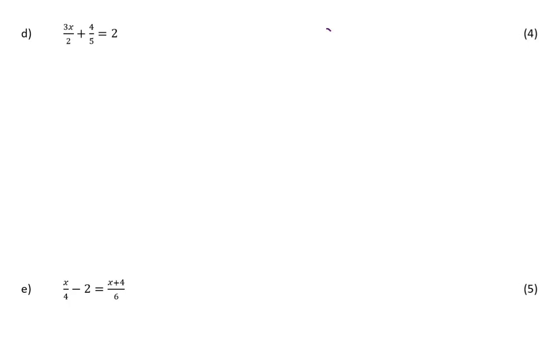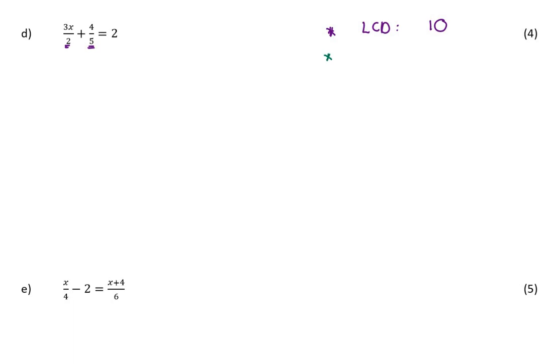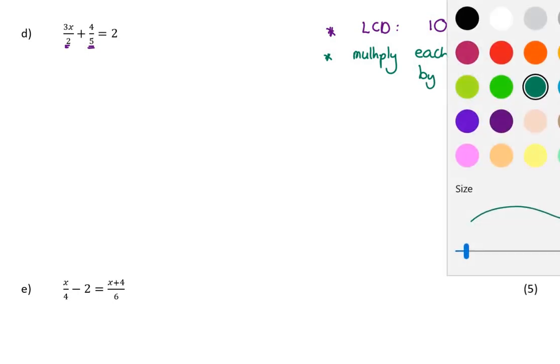Now don't forget, if you have one fraction, that's different. The moment you have lots of fractions, you need to find an LCD. In this case, my LCD of 2 and 5 is 10. Personally, what I prefer to do is multiply every single term by 10. There's lots of ways to think about this, and they all end up being exactly the same thing.